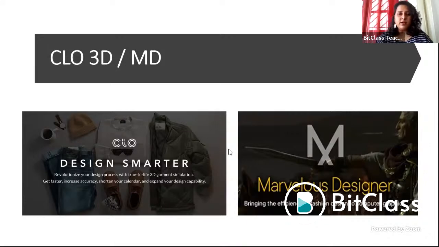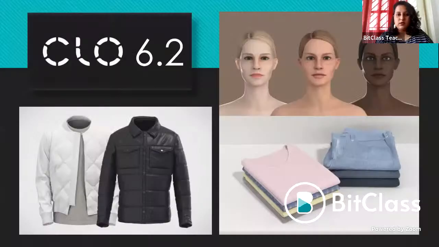Okay. All right. So moving on to the slide. Okay. So here, the latest version of Clo 3D is 6.2. So what is the update on this software? Because every update of the software gives you certain things to work with, maybe a new tool or new things to work with.